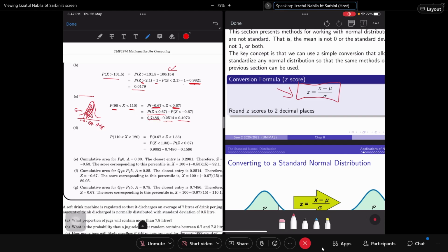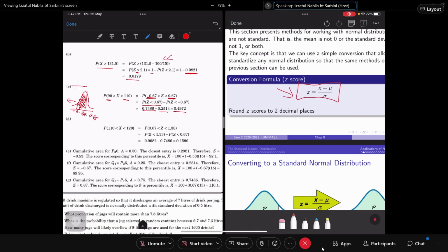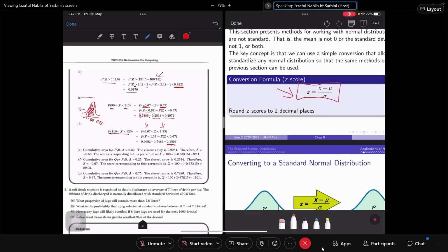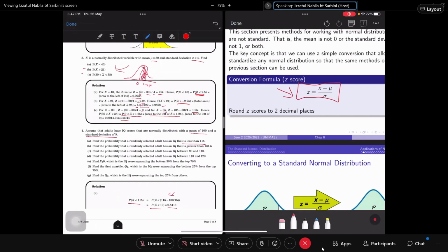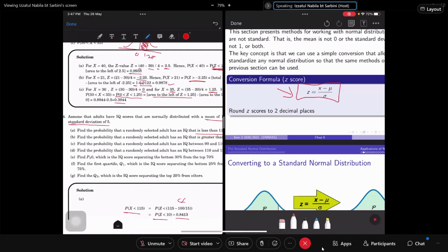Okay. Same for D. Same. Convert first. And then minus, you get 0.1596. Okay or not? And question E is about quartile, I think, percentile.